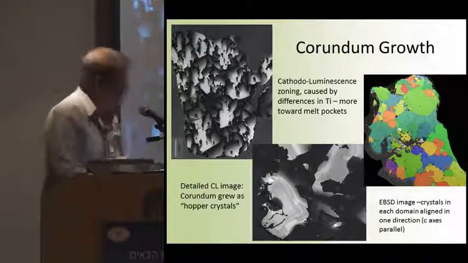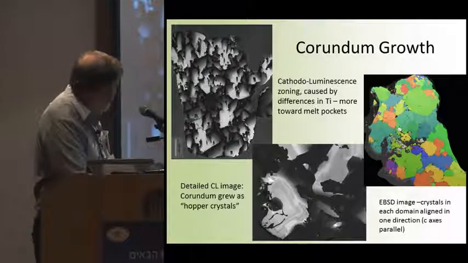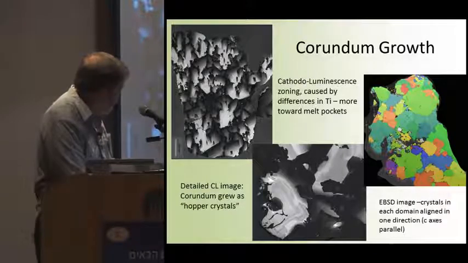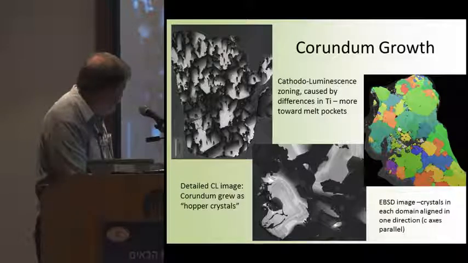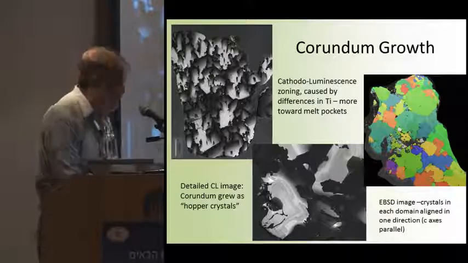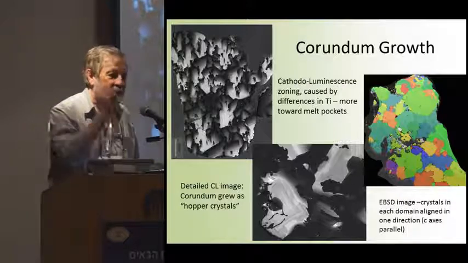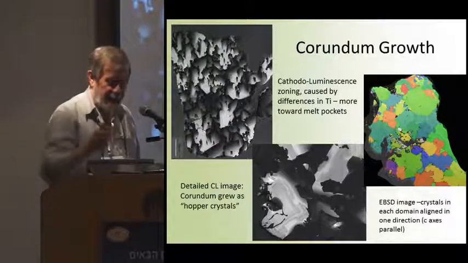But when you look at it in detail, you start seeing that these crystals actually are growing as hopper crystals. They have cavities on the faces, they have holes in the middle, and these dark holes are where you actually have some melt, and the titanium enrichment in the corundum is very high.